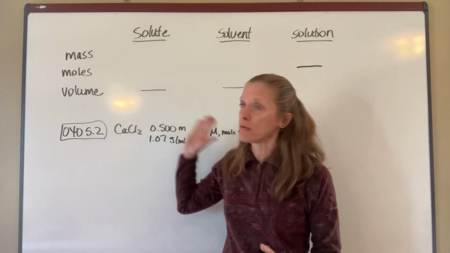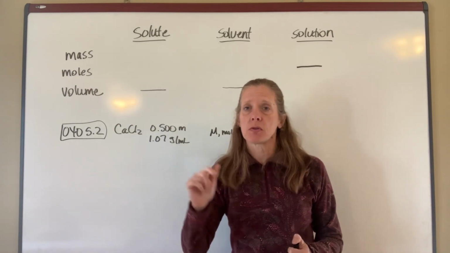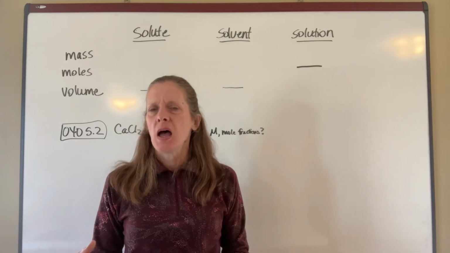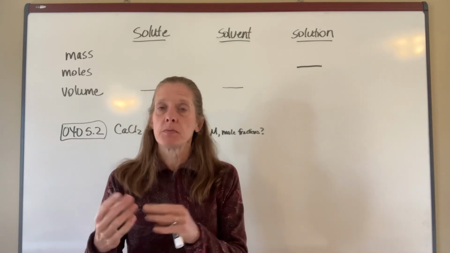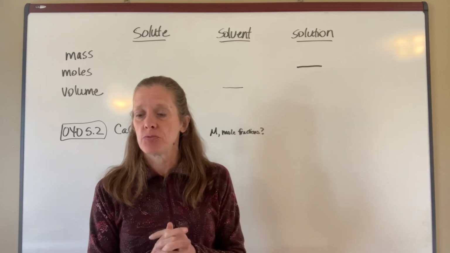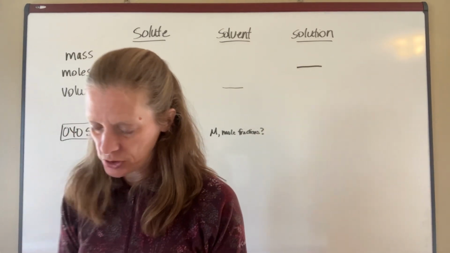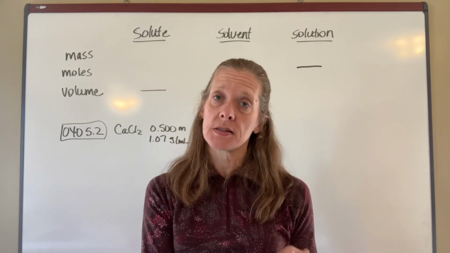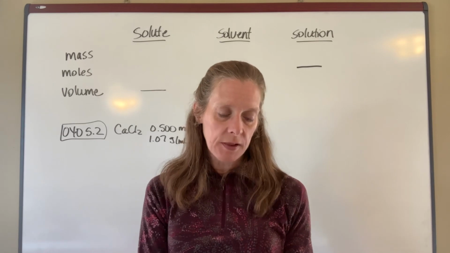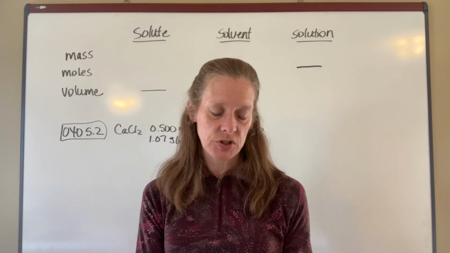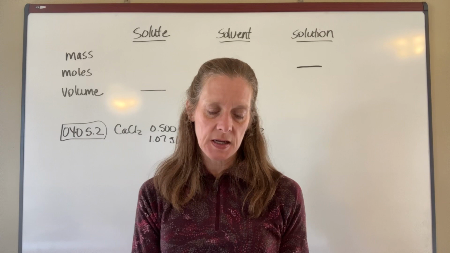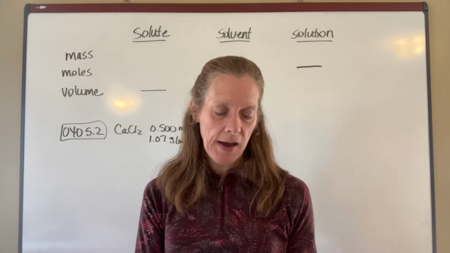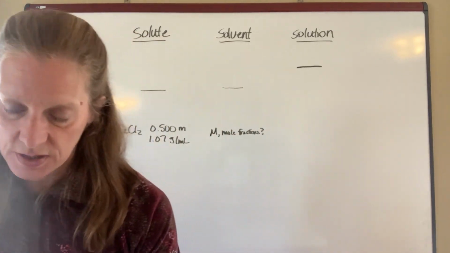I'm going to use the chart format that I introduced to you in the last video because there's some different information here. The approach is the same, but you have to make some different assumptions with the information that you've been given. So On Your Own 5.2, this time we're given molality. Last time we were given molarity in the example, but this time we're given molality. The molality of a solution of calcium chloride is 0.500 molal, and the density is 1.07 grams per milliliter. What is the molarity of the solution and the mole fractions of solute and solvent?